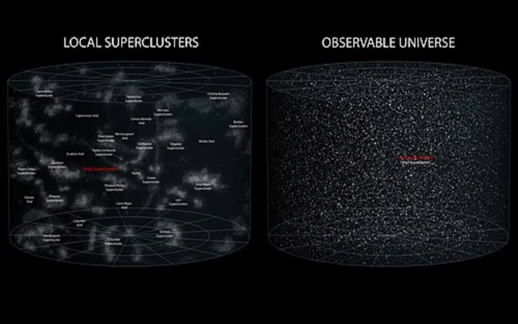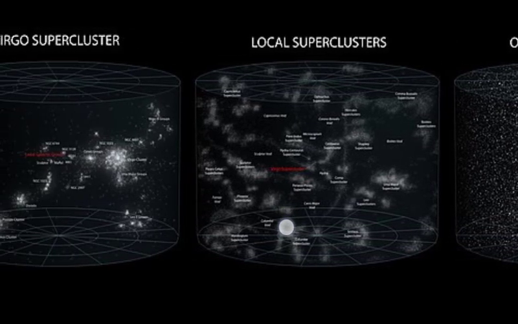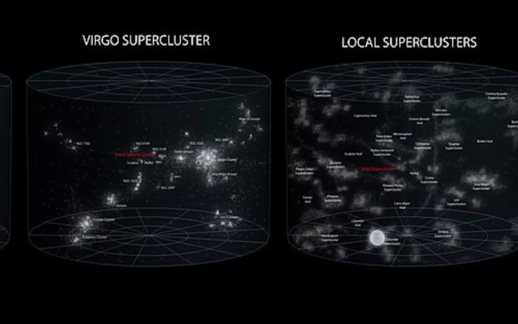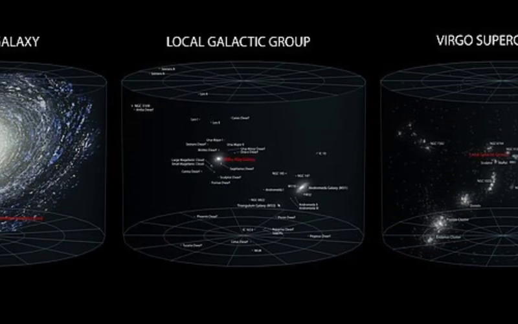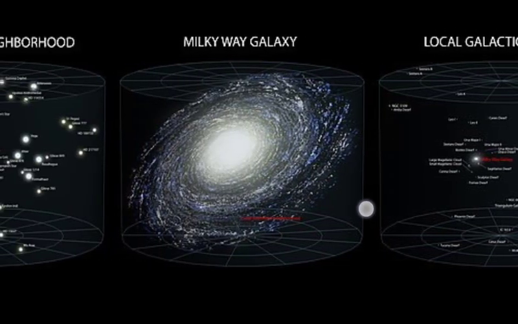We don't know how big it is, how much is the extent, but it has a large number of local superclusters. So there are so many superclusters, and the one cluster where we live is the Virgo supercluster. That is this one. Inside the Virgo supercluster, there are so many galaxies. We'll call it local galactic groups. Out of the hundreds of galaxies, one small galaxy is Milky Way.